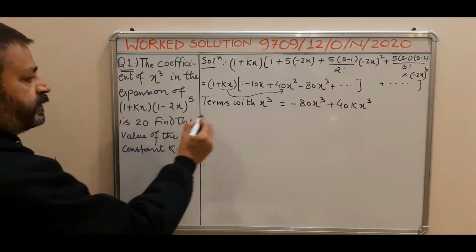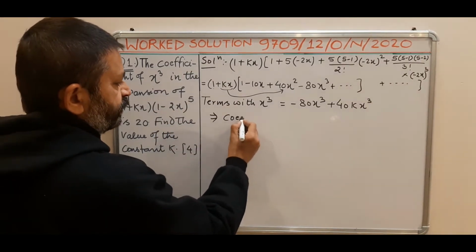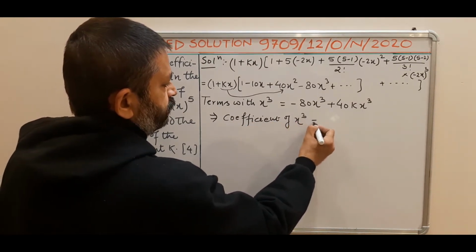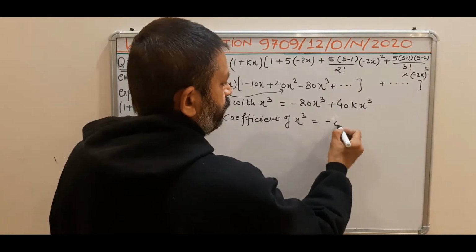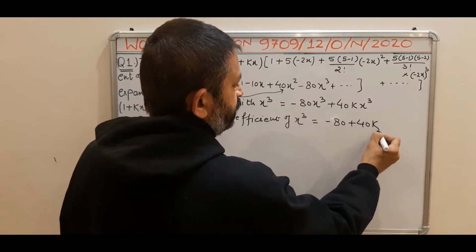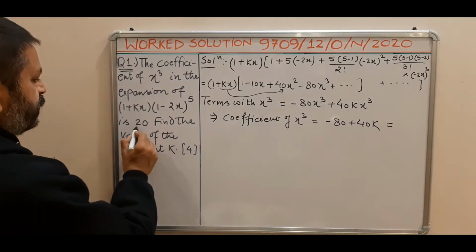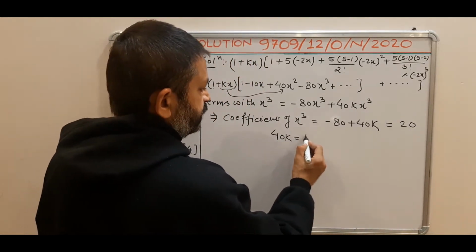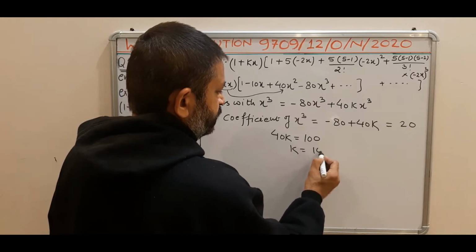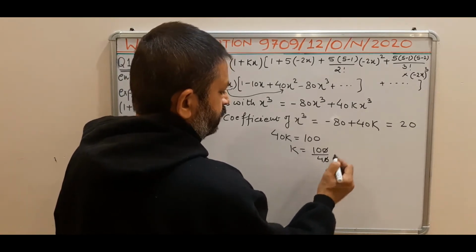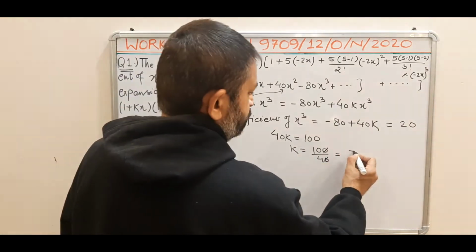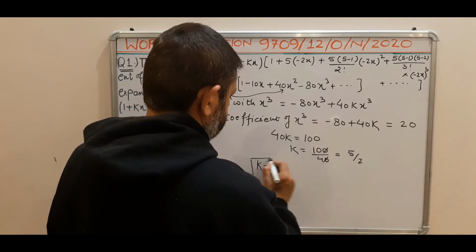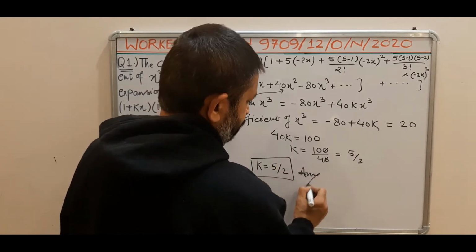So as coefficient is given, from here we will find the coefficient of x cube. So coefficient will be −80 + 40k. As per question, it is given as 20. So put it equal to 20. So 40k comes as 100. k comes as 100 upon 40. So it is 5 by 2. So value of k will be 5 by 2. And this is your final answer.